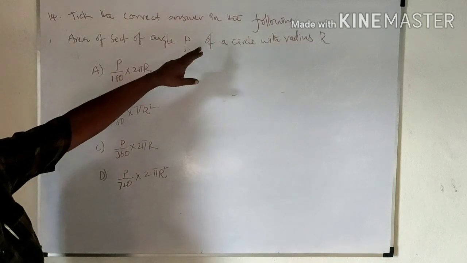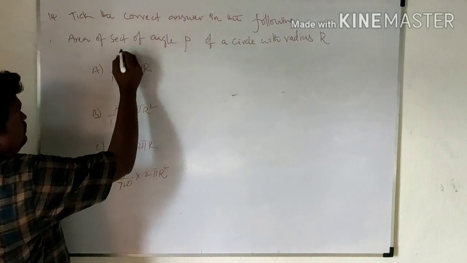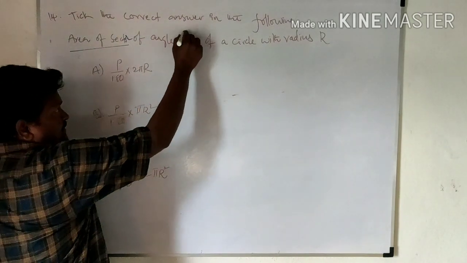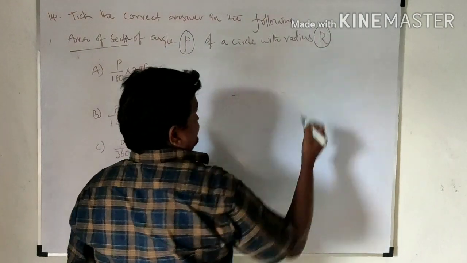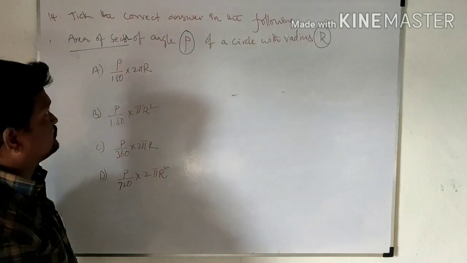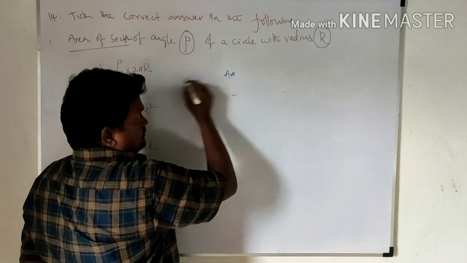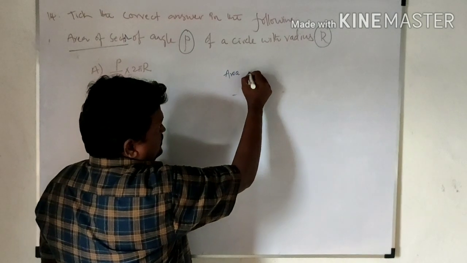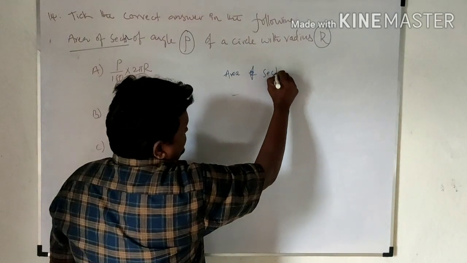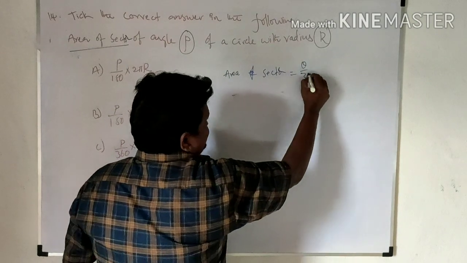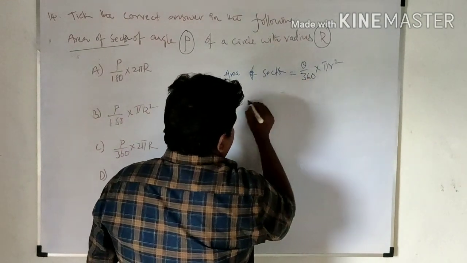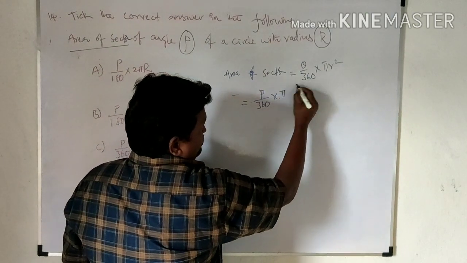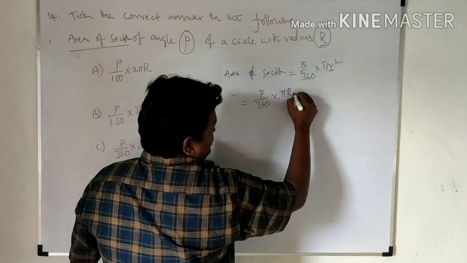Choose the correct answer from the following: the area of a sector with angle P and the radius of the circle R. What is the formula for the area of a sector? First you write it, forgetting about these options, with our own knowledge. The area of a sector is theta by 360 into pi r square. Here the angle is P, so P by 360 into pi, and the radius given is capital R squared.